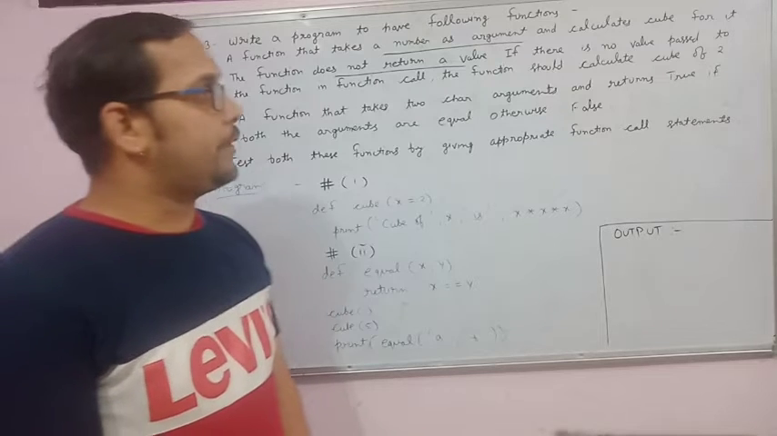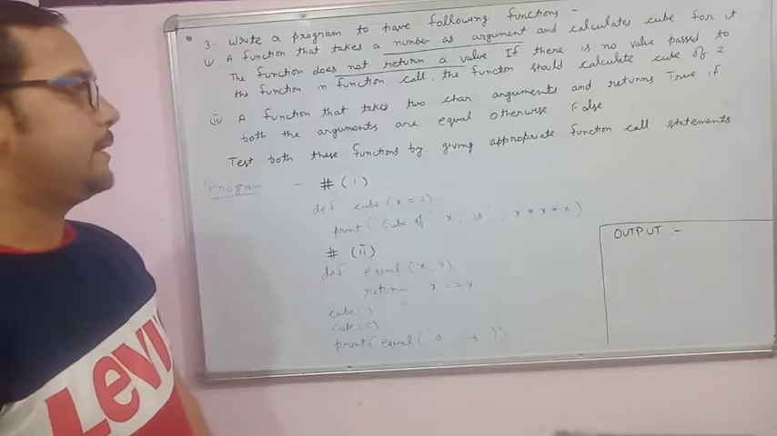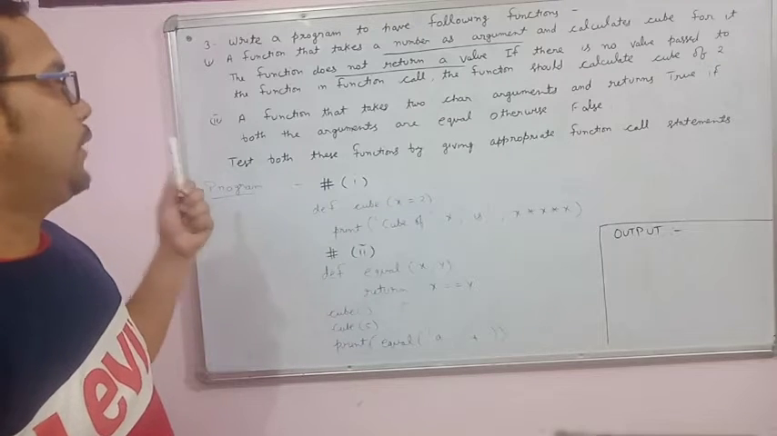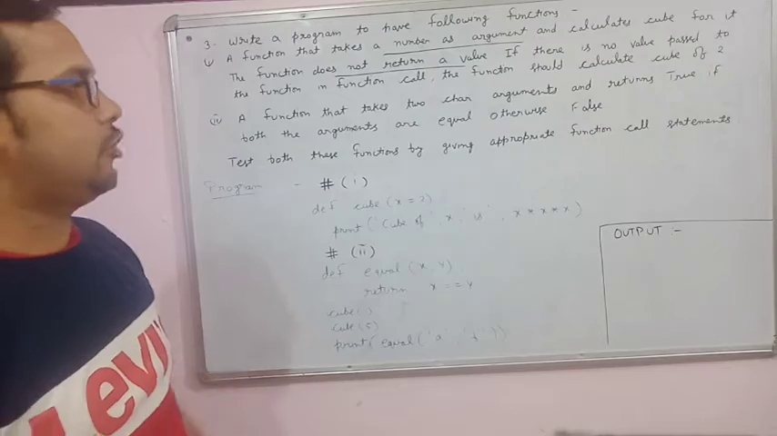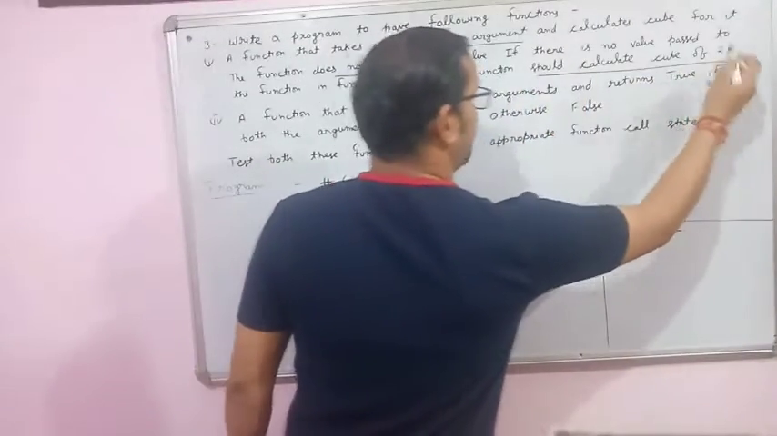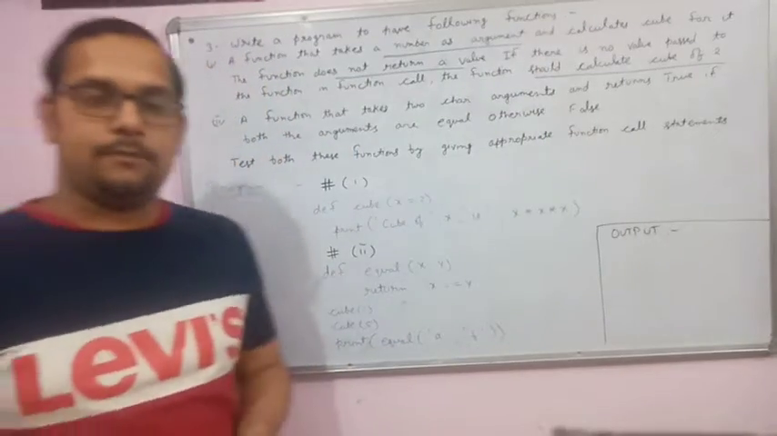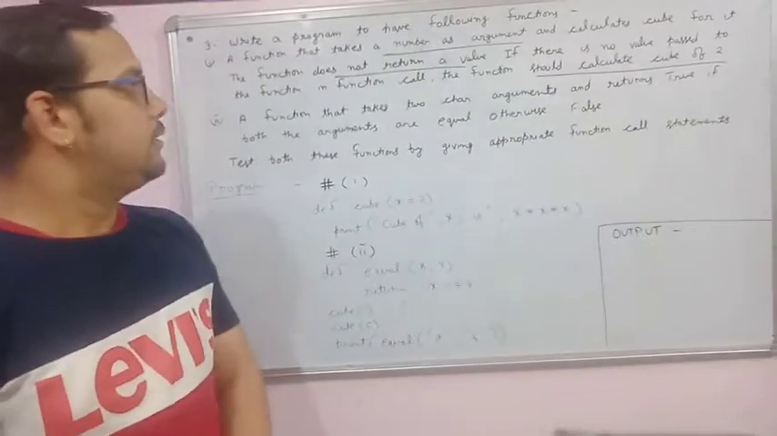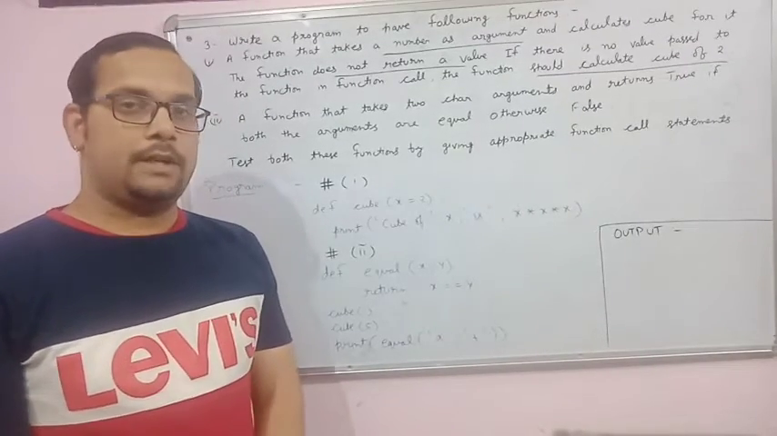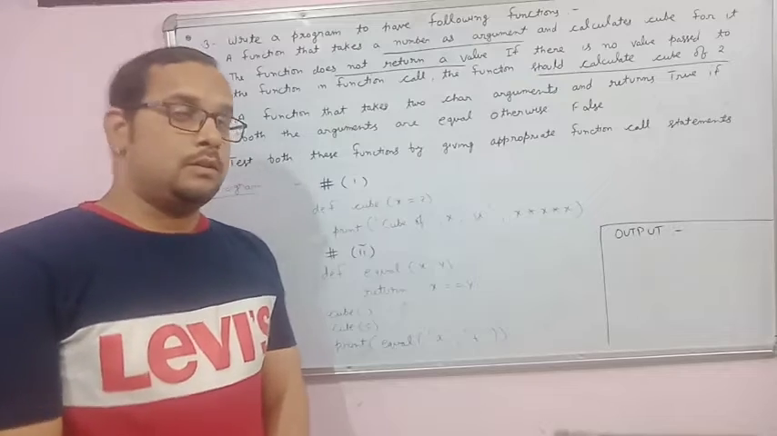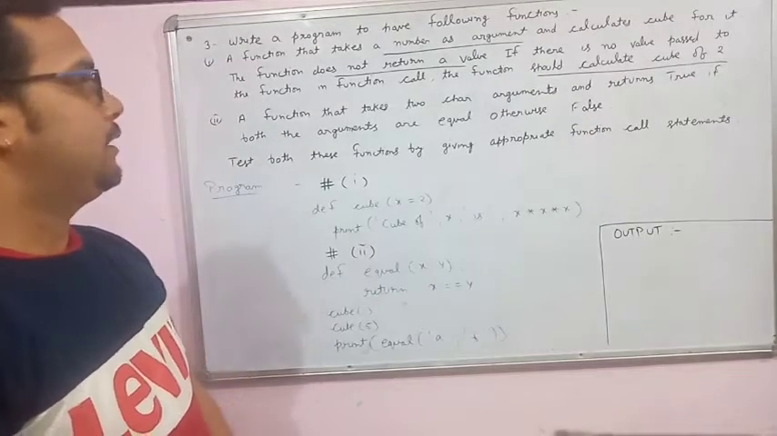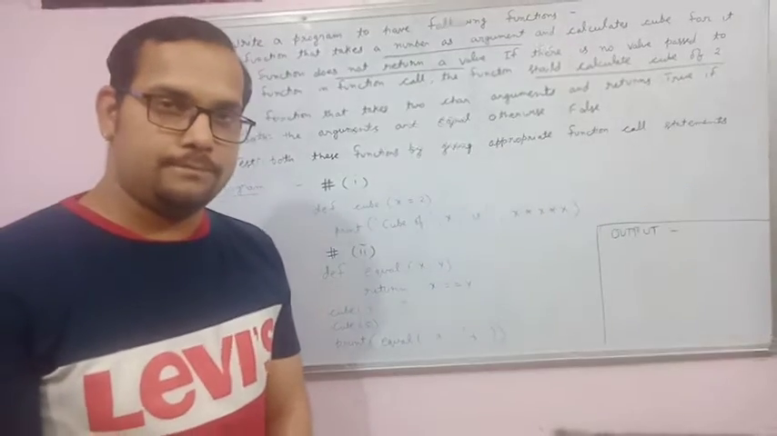If there is no value passed to the function, means the user is not passing any value to the function in the function call, then the function should calculate the cube of 2. That time the value of the argument, the value of number, is 2. So it will display the cube of 2 when we are not passing any value in the function call.